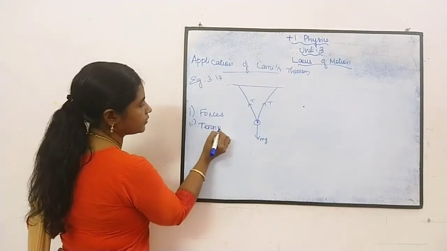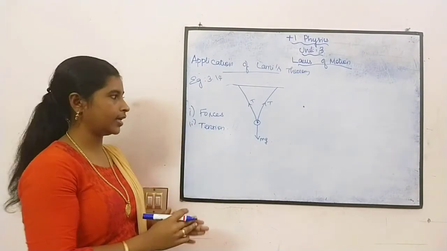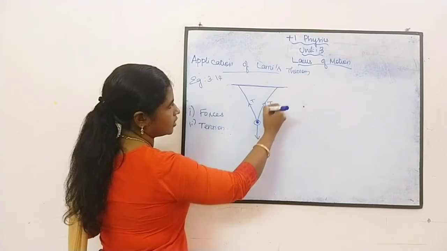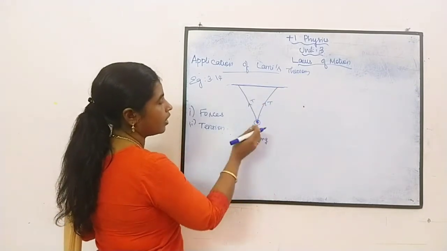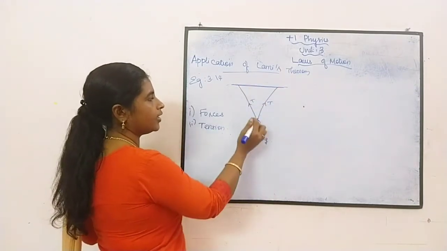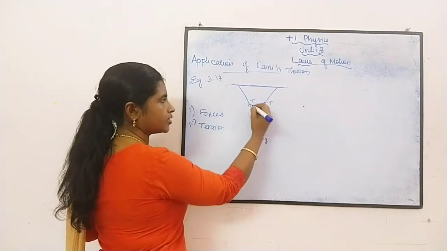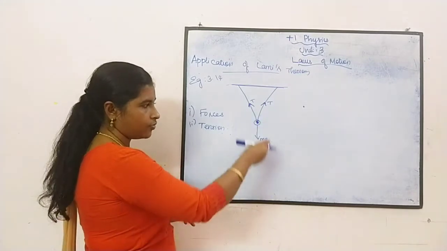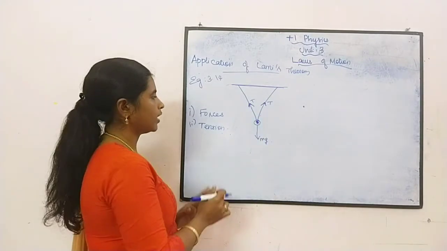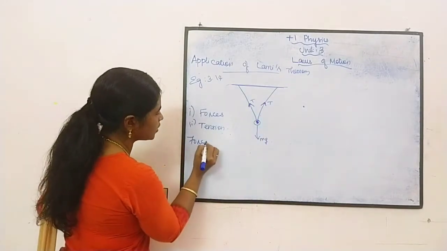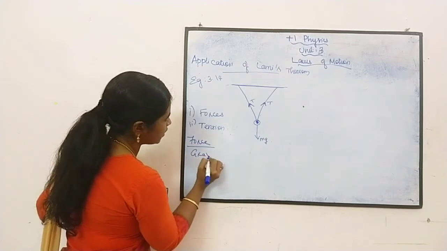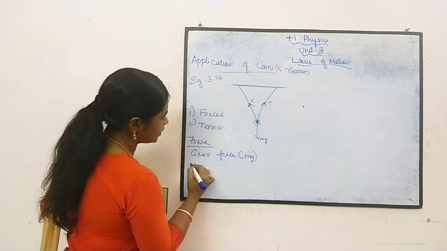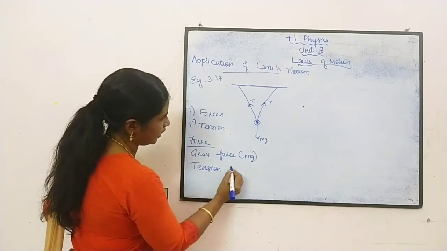For that, first we have to draw the free body diagram. Consider this as a baby. These are the strings. Here the baby is sitting. We know that the string is pulled this way, so the tension is acting over here. Now we know that definitely a gravitational force is acting towards the earth. So the forces acting here are one, the gravitational force mg, and the other one, the tension in the string, that is T.